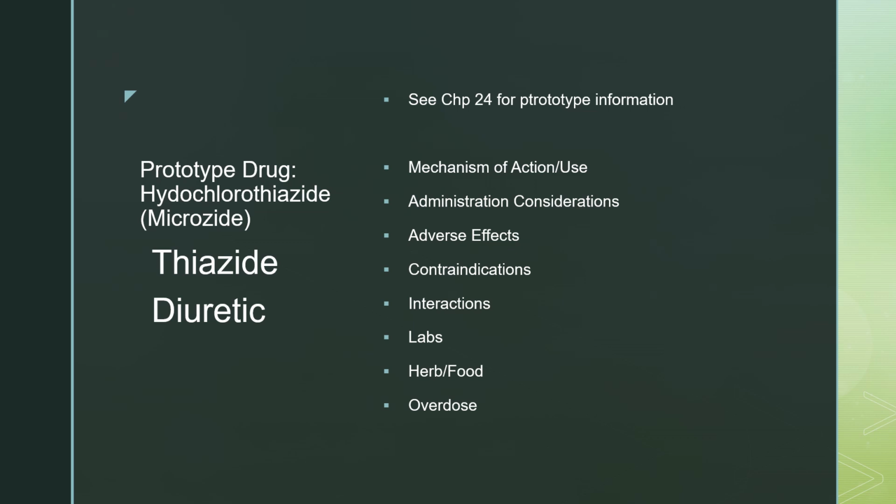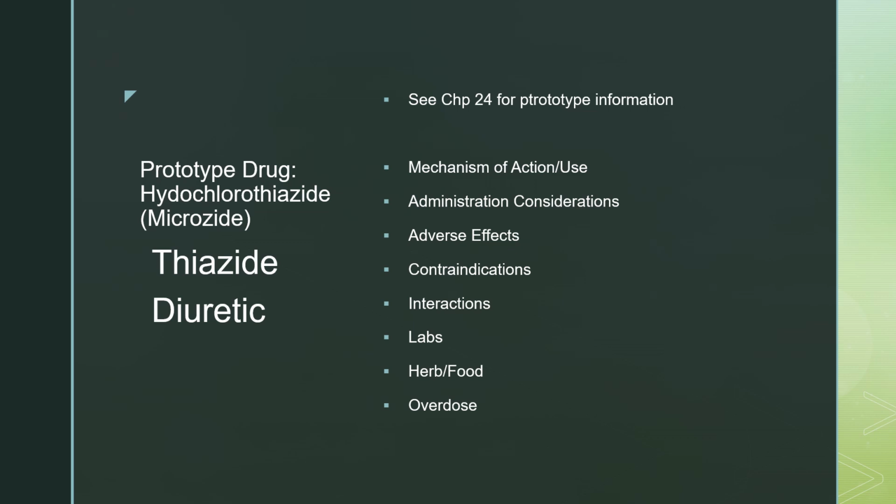HCTZ is well tolerated and exhibits few serious adverse effects, the most common being potential electrolyte imbalances due to loss of potassium and sodium. Hypokalemia, again, may cause cardiac conduction abnormalities. Patients are usually instructed to increase their potassium intake just as a precaution. This medication may precipitate gout due to its tendency to cause hyperuricemia. So we always have to look at that uric acid.